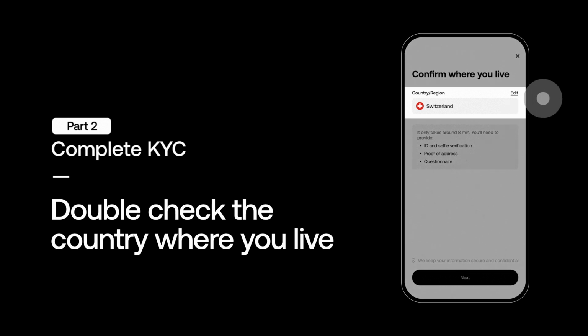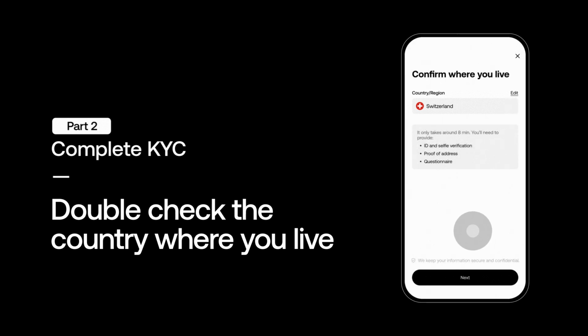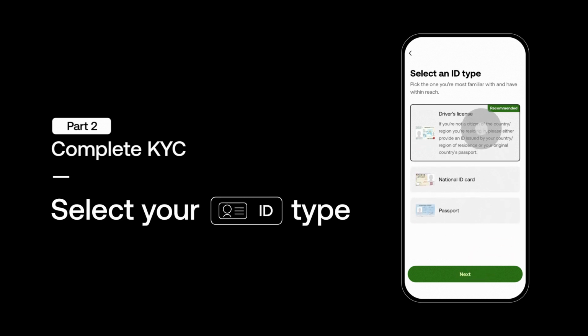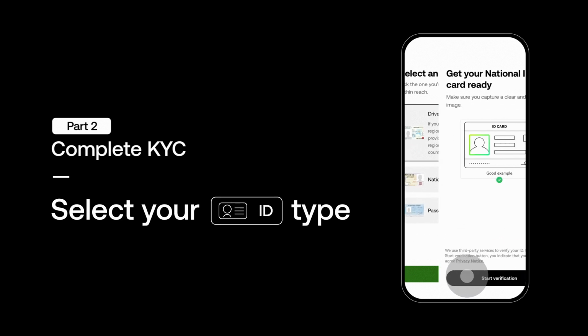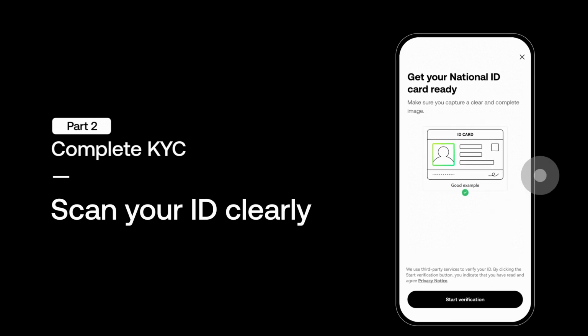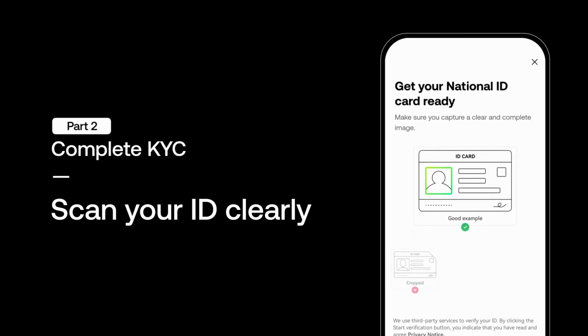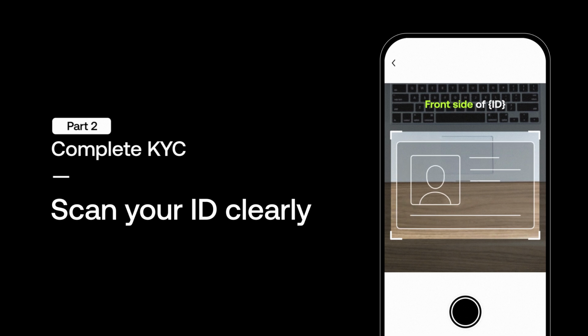If the information under Confirm Where You Live is correct, simply tap Next to continue. The whole process takes under 10 minutes. Select the ID type you would like to use for verification, then tap Next. Now, scan the front and back sides of your ID. Make sure your ID isn't cropped, blurry, or affected by glare.